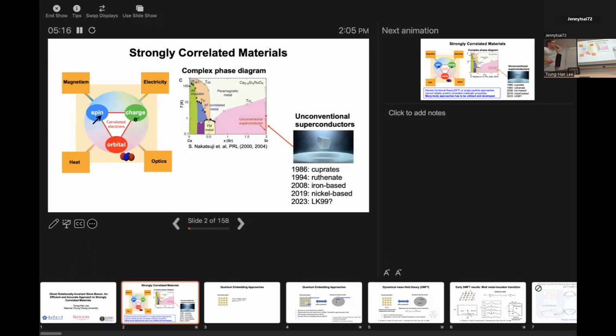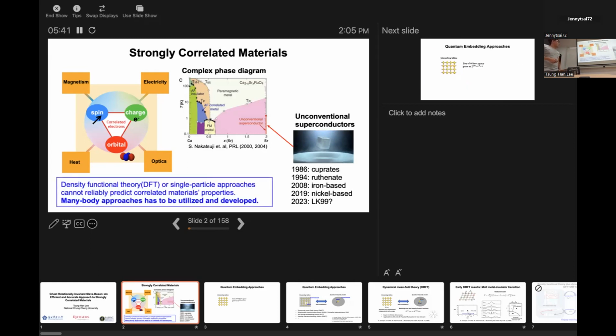For example, like the cuprate in the 80s, ruthenate in the 90s, iron-based around 2000s, and recently nickel-based, and this controversial LK99. So it's interesting that there's a pattern, like a new type of superconductor is discovered each decade.